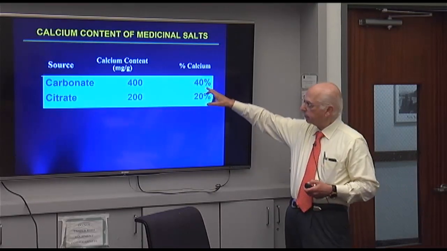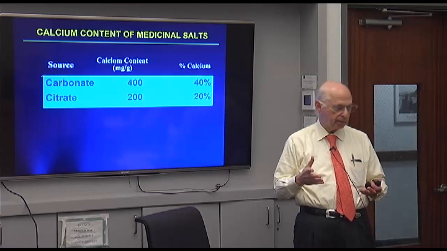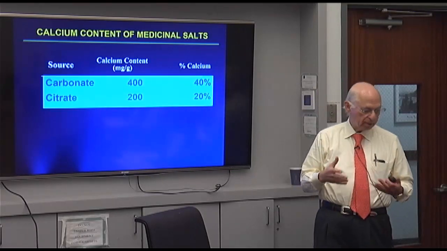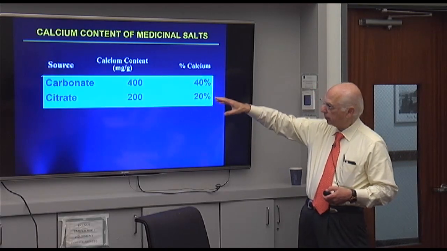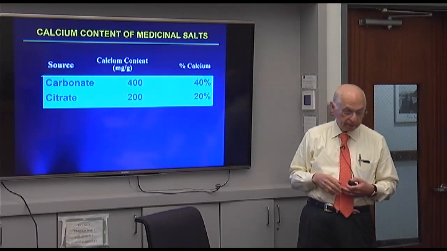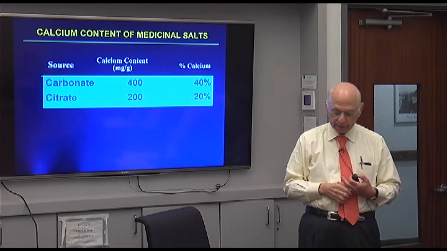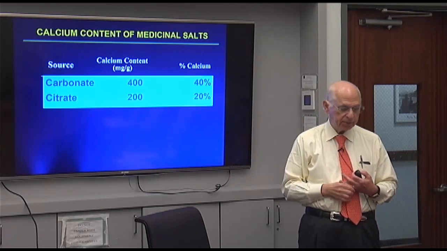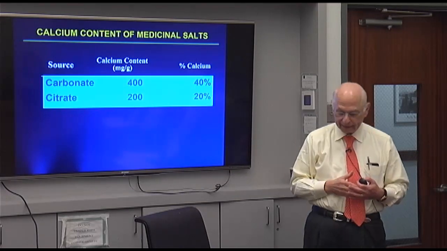The carbonate is preferred only because 40% of calcium carbonate is calcium. So you don't need as much of the carbonate because the percentage is greater in calcium. The citrate is preferred by a lot of people. You have to take more citrate because it's only 20% calcium. The citrate seems to be better tolerated, although it's not ever been definitively shown.